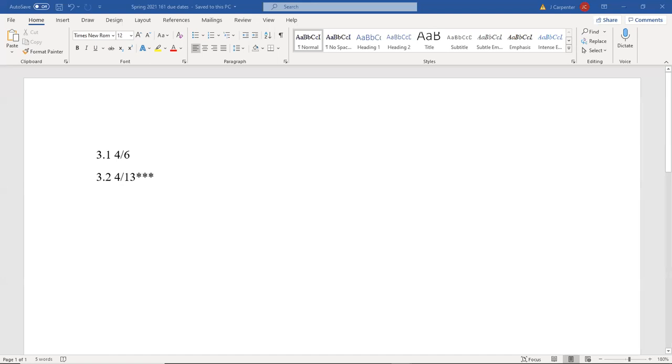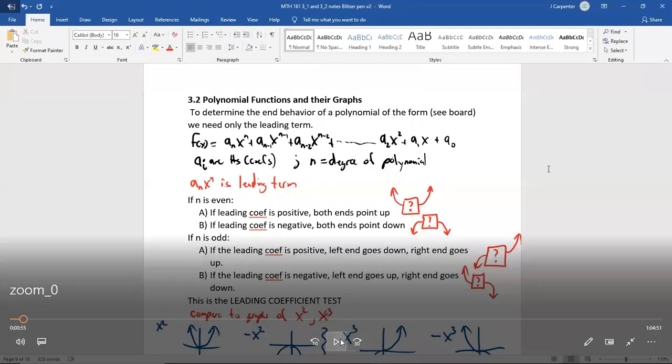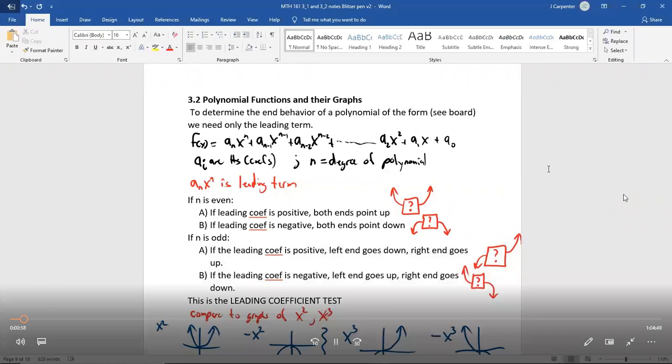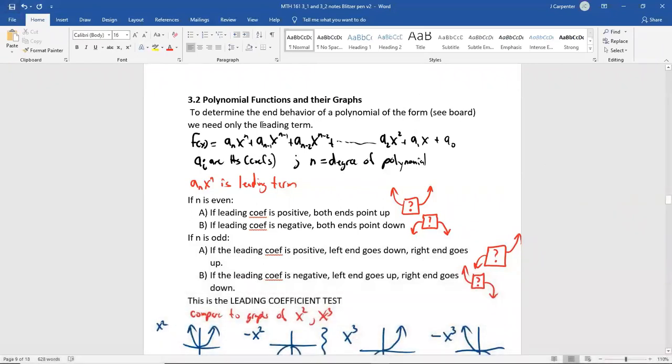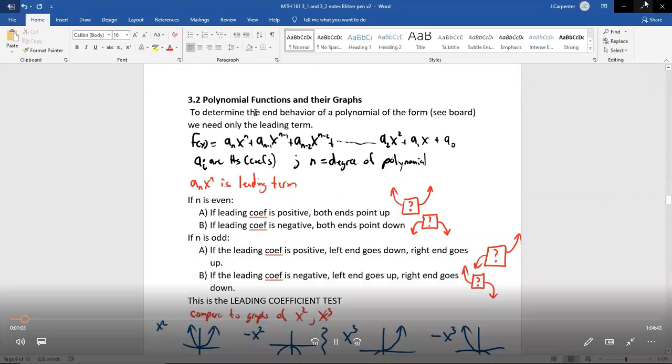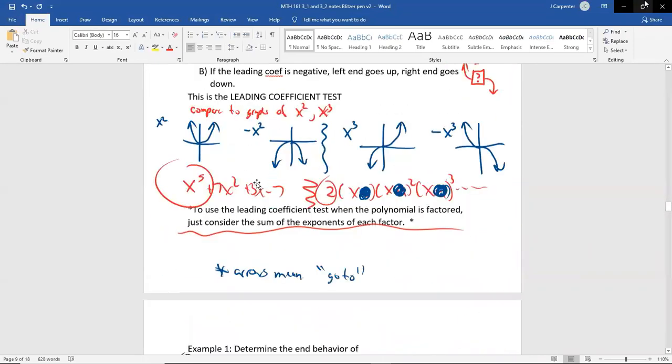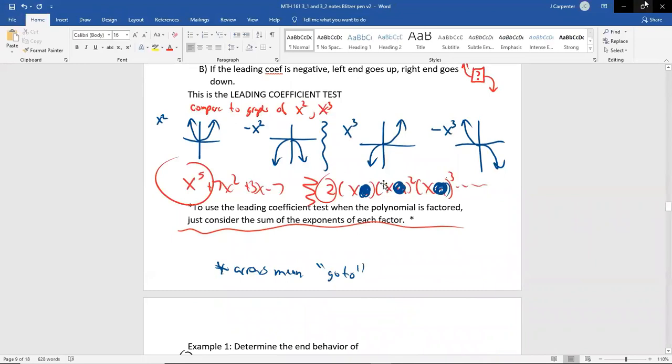So with that being said, let's get back into these polynomials and a deeper understanding of them. Let's pick up where we left off in 3.2. Just very quickly, showing the things that are part of the process. We have our leading coefficient test, which is how we tell whether the ends point up, down, or some combination, all based on whether your leading term's exponent is even or odd, and whether its leading coefficient is positive or negative. And we said that that related to the graphs of x squared and x cubed.